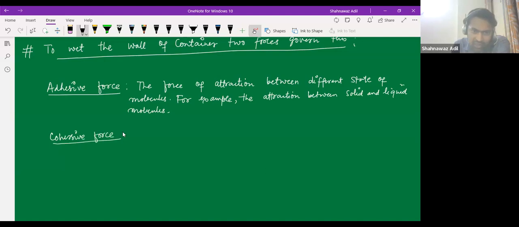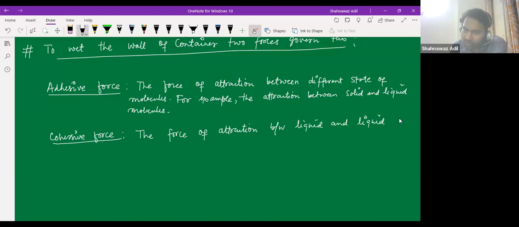So as the name suggests, cohesive: the force of attraction between liquid and liquid molecules, right?